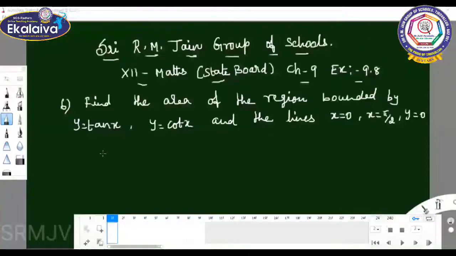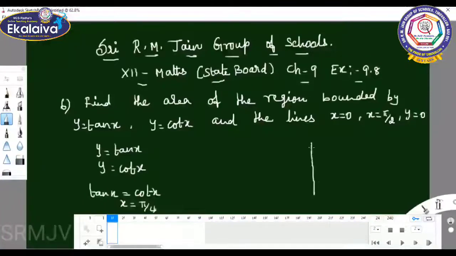We have y equal to tan x and y equal to cot x. Since both values are y, you can equate them: tan x equal to cot x. Both values are equal between 0 and pi by 2 at x equal to pi by 4, because tan 45 degrees is 1 and cot 45 degrees is also 1. So you can draw the graph.